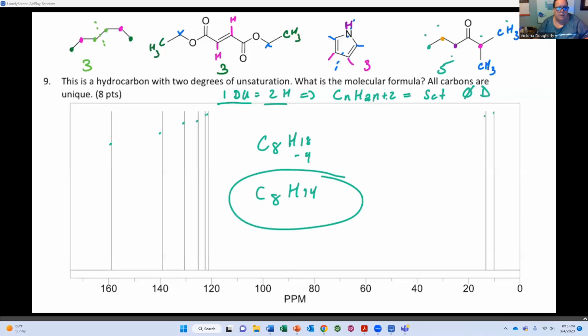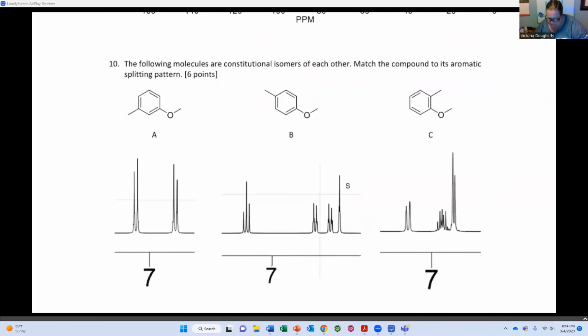But I did tell you it was a hydrocarbon, and I told you there were 2 degrees of unsaturation. So at least we know its molecular formula. We have no idea. It could be a diene, it could be 2 rings, it could be a ring with a double bond. We have no idea, but at least we have its molecular formula. Okay? Keep wanting to ask if there's questions.